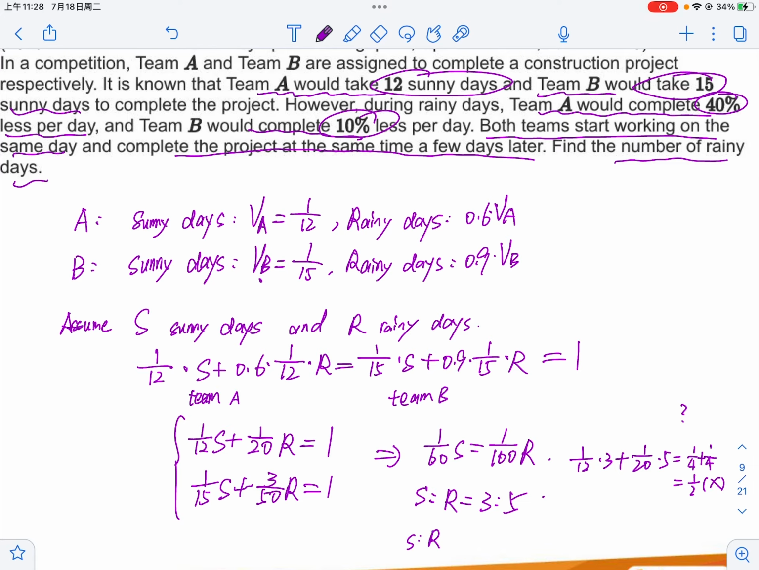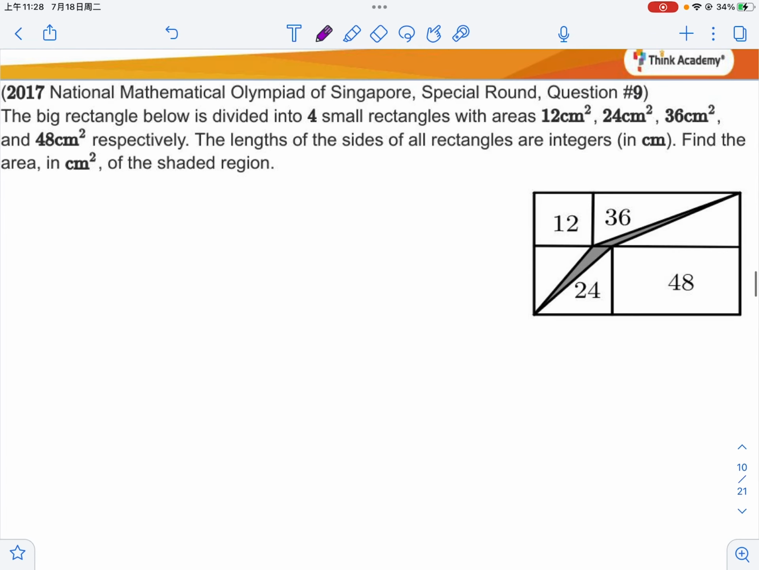Then you multiply by 2 on both sides. It will become 6 sunny days and 10 rainy days. Then you come back: 1 over 12 times 6 plus 1 over 20 times 10. It will be half plus half, which is 1. So the answer is sunny days, 6 days, and rainy days, 10 days. Okay? Yeah, this is question 9.